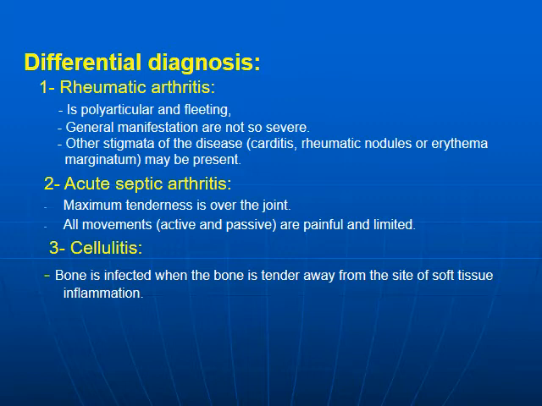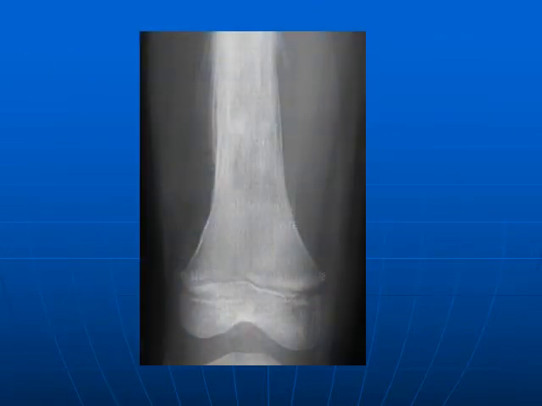How to differentiate between cellulitis and acute hematogenous osteomyelitis? When the bone is infected, for example osteomyelitis of the tibia, and you percuss the bone away from the site of affection, you will find the whole bone is tender. This is how to differentiate between cellulitis and acute hematogenous osteomyelitis.